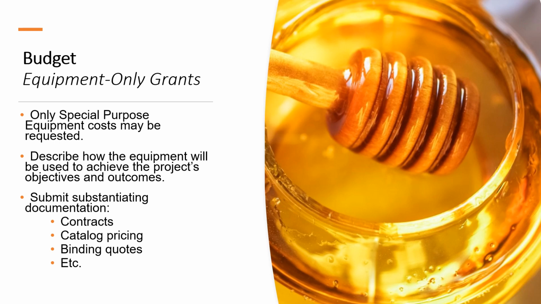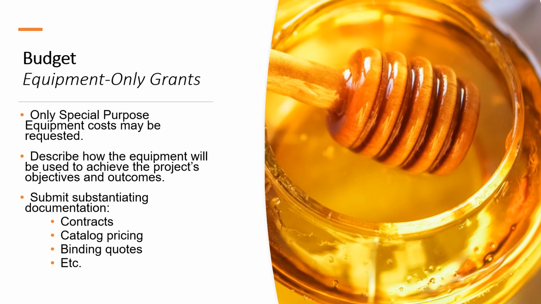The budget section for equipment-only grants is quite simple. The only costs allowable for this type of grant are special purpose equipment costs. So there is only one section to complete. Estimate the total cost to purchase the requested equipment.